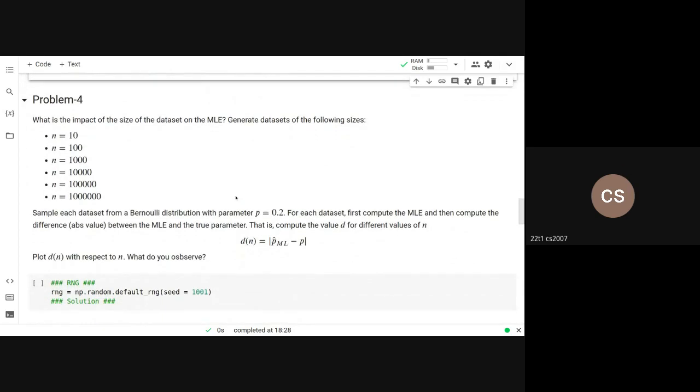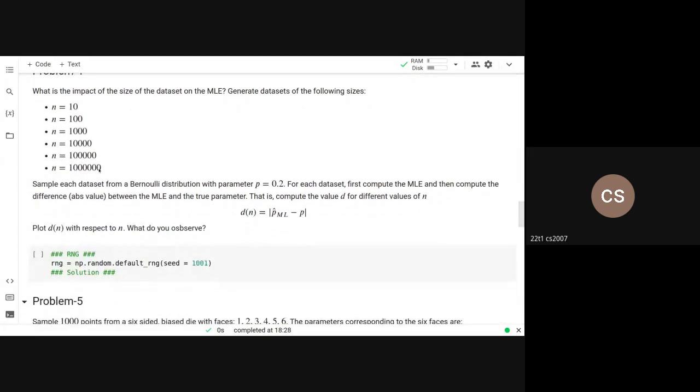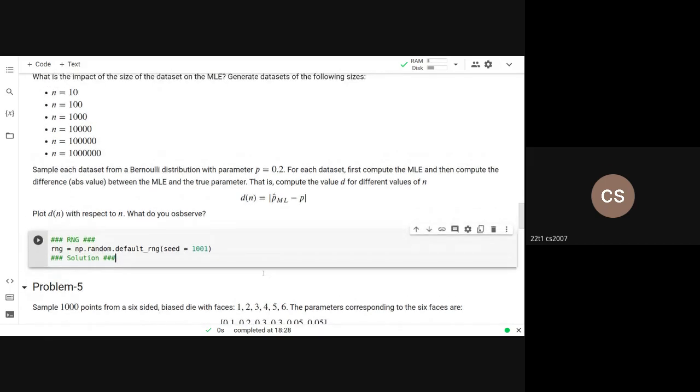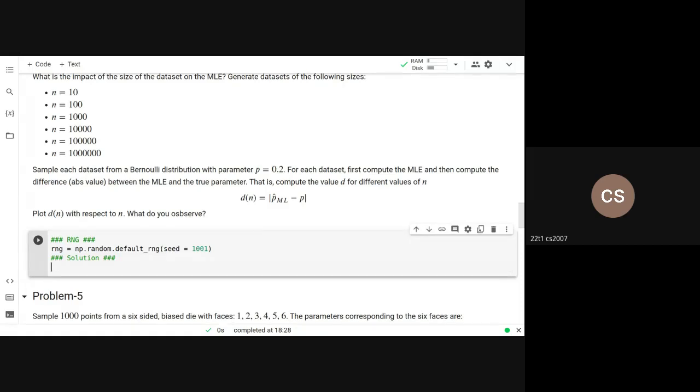Right. So the next problem is a slight extension of this. We are asking you to study the impact of the size of the data set on the parameter estimate. For each value of n, you will draw one sample, and by sample I mean a set of observations. For each sample you have to compute the MLE, and you must find out how far the MLE is from the true parameter. Okay, so let's go ahead and do this.